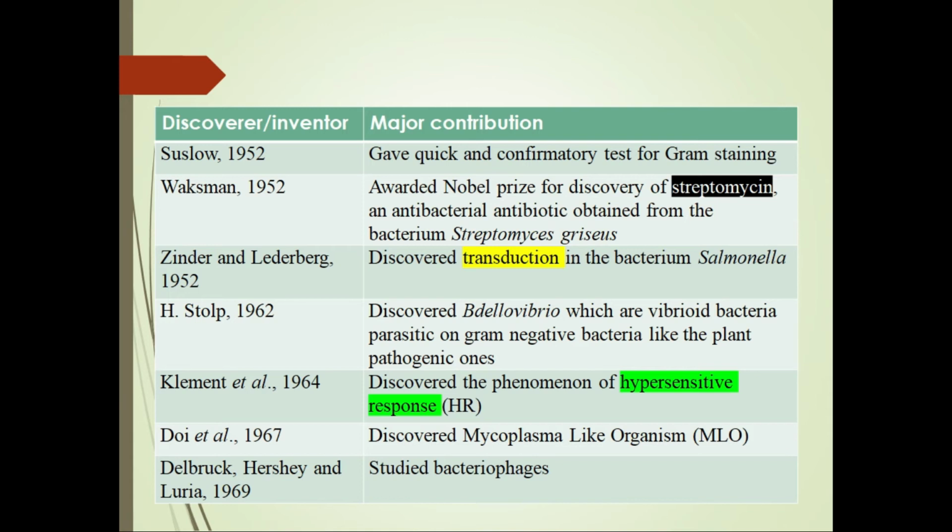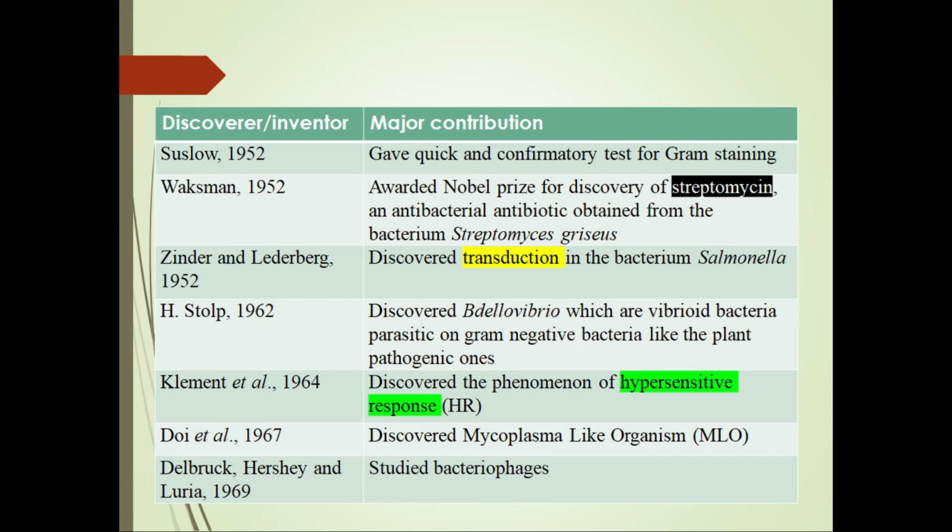Another important phenomenon in bacterium is transduction. This transduction was discovered in 1952. Then Bdellovibrio. Bdellovibrio is one parasitic bacterium. It is parasitic to some gram-negative bacteria like plant pathogenic ones. This parasitic bacterium was discovered in the year 1962 by H. Stolp. Hypersensitive phenomenon was discovered in 1964 by Klement et al. As we said earlier, mycoplasma-like organisms, which are now known as phytoplasma, were discovered in 1967 by Doi et al.